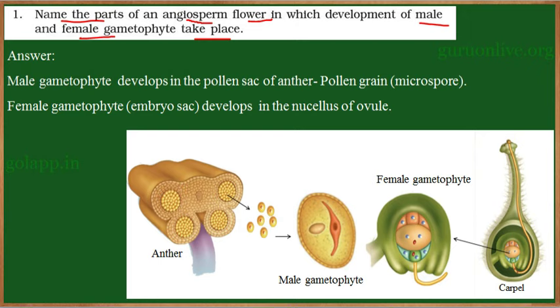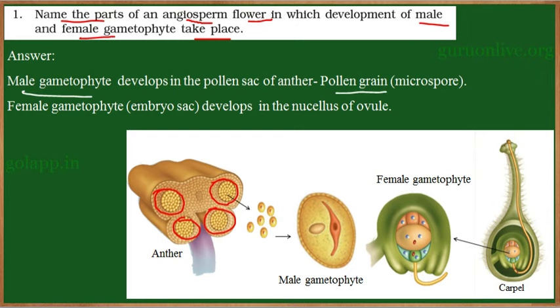Now androecium is the male reproductive structure and gynoecium is the female reproductive structure. The androecium contains stamen as a reproductive unit. Now the stamen includes two parts, anther and filament. So here is a transverse section of anther, and within the anther there are 4 pollen sacs, and inside the pollen sacs the male gametophyte will develop.